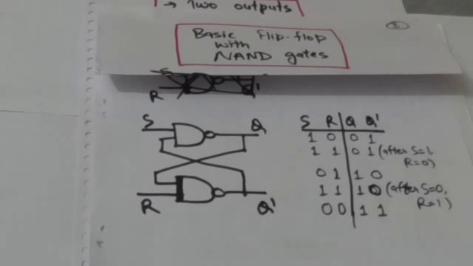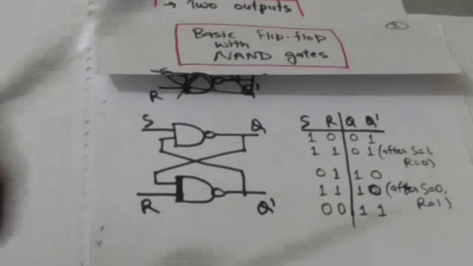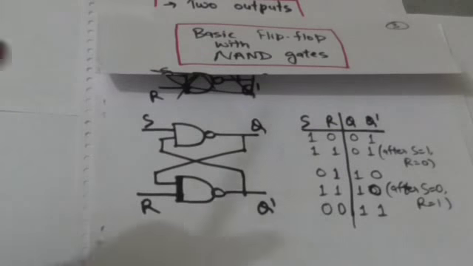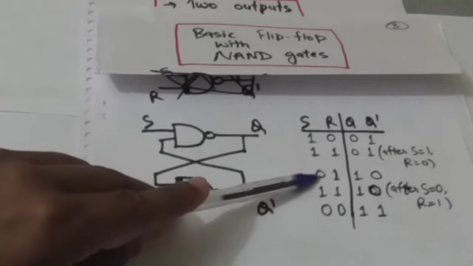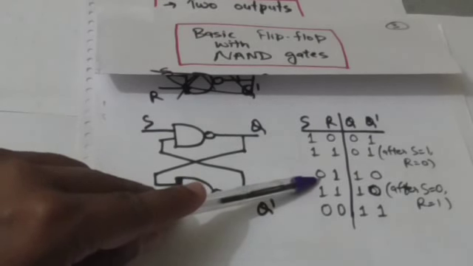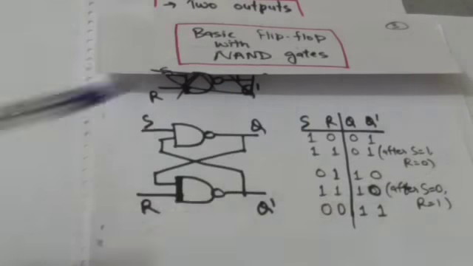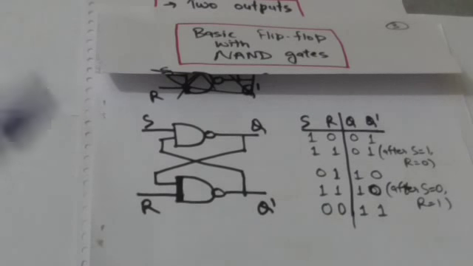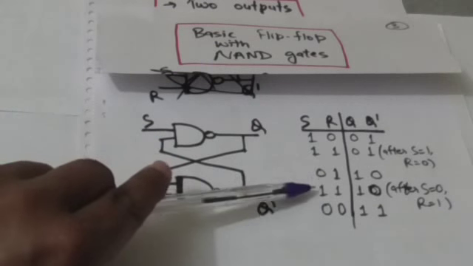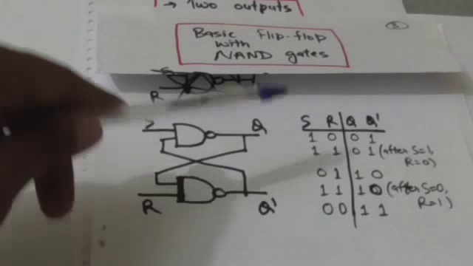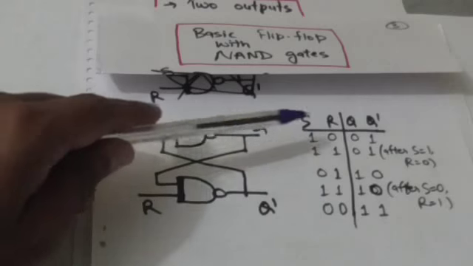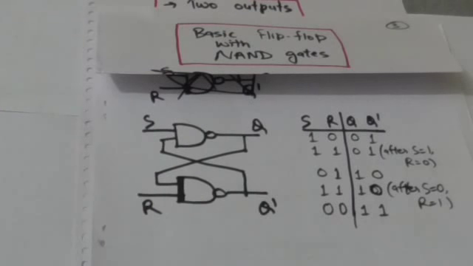Both inputs remain at 1 normally unless the state of the flip-flop has to be changed. The application of a momentary 0 to the set input causes the flip-flop to jump to the set state. After this, the set input must return to 1 before the application of 0 to the reset input. Now, the application of a momentary 0 to the reset input causes the flip-flop to jump to the clear state.